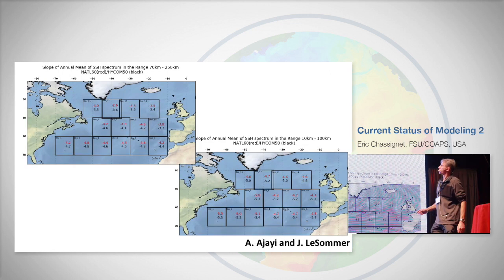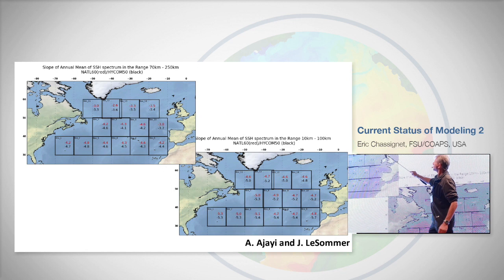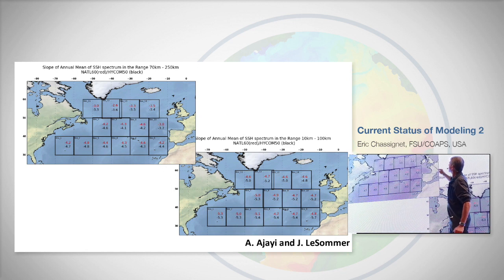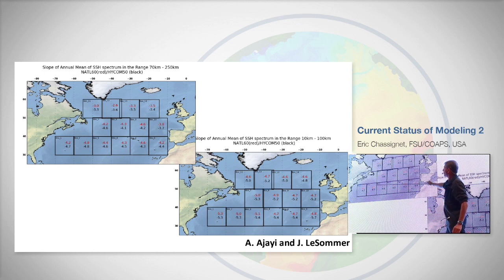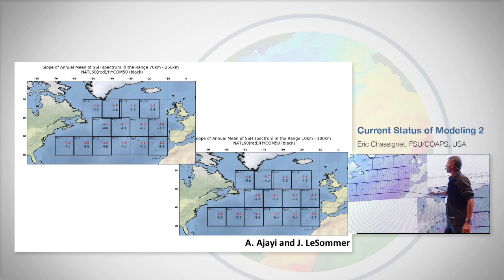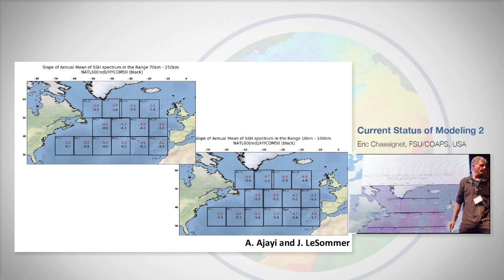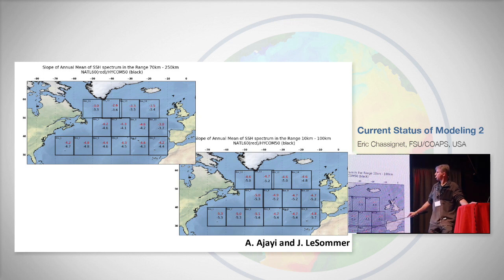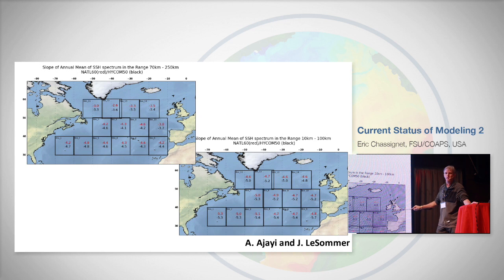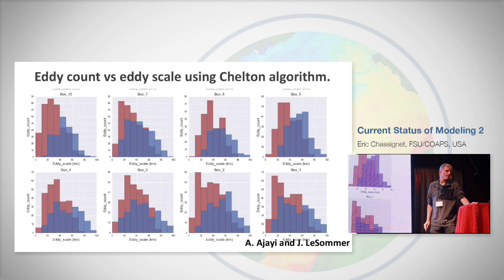So you can compute the slope, and that's what you see. Here is the slope, the way Rosemary was describing it, for the mesoscale, between 70 and 250 kilometers. And you see that pretty much between the red and the black, the numbers are about the same. And on the right-hand side, it's the same thing, but more in the 10 to 100 kilometer range. And there is very little difference in the slope.